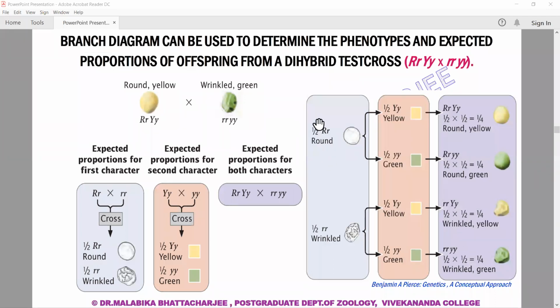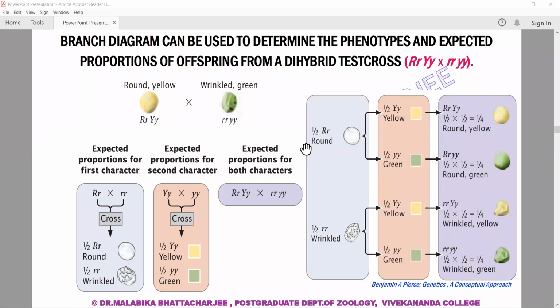Now let's see. What did we get? In the round seeds, we got half round seeds and half wrinkled seeds. Now we are combining the probability of this cross with the round seed. We are combining the two because when we are thinking of dihybrid crosses, we have to take the two characters into consideration. We cannot do it with a single character. So we need to combine these two crosses because the ratio will be a cumulative expression of both the characters.